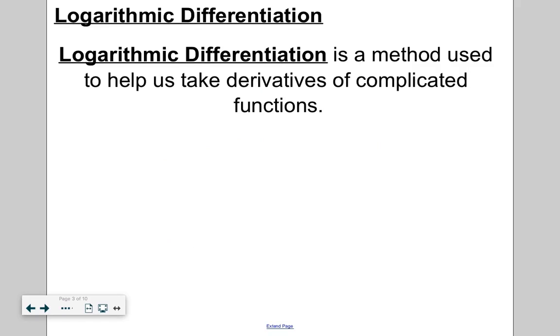Alright, so now what is logarithmic differentiation? Logarithmic differentiation is a method that we can use to help us take derivatives of complicated functions. Now I'm sure you thought that all the functions we've been taking derivatives of are complicated, which maybe to some extent they are. However, the ones we're going to review in this video are even more complicated, so get ready.